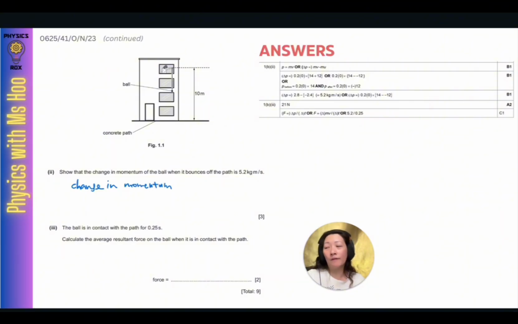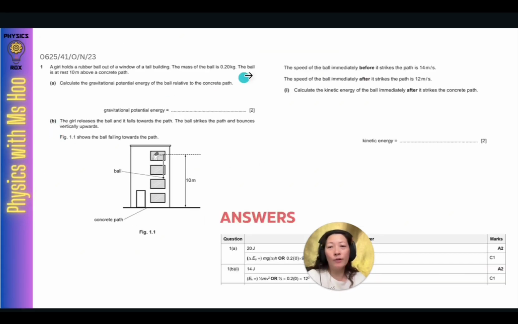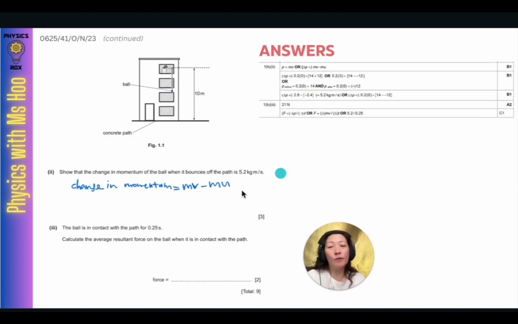is equal to the final momentum minus the initial momentum. I'm going to write the symbols over here. So all these values could be obtained from the first part of the question. We know that the mass is 0.20 kilograms. The speed of the ball before it strikes is 14 meters per second and after is 12 meters per second. So we're going to substitute that into this equation. So this would be 0.20 times 12 minus 0.20 times 14.